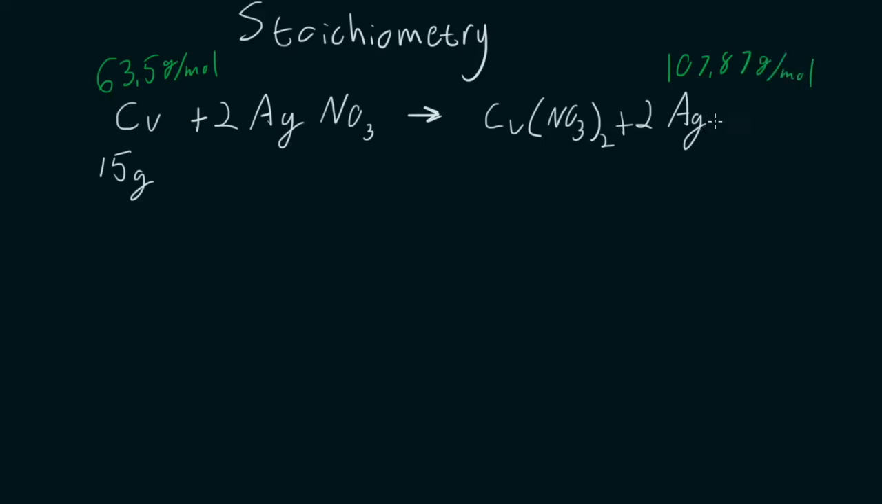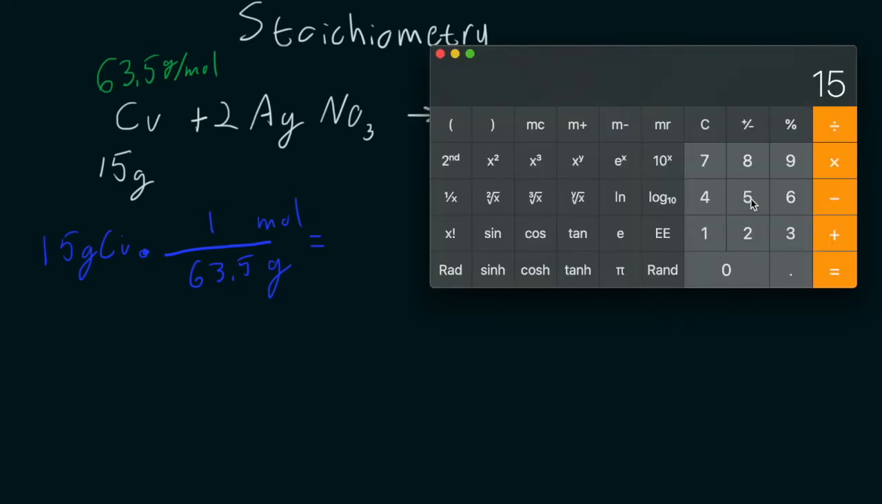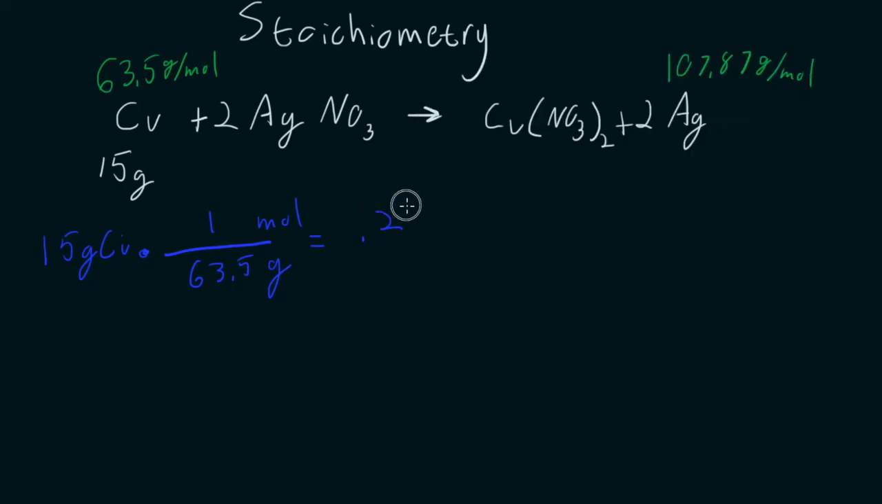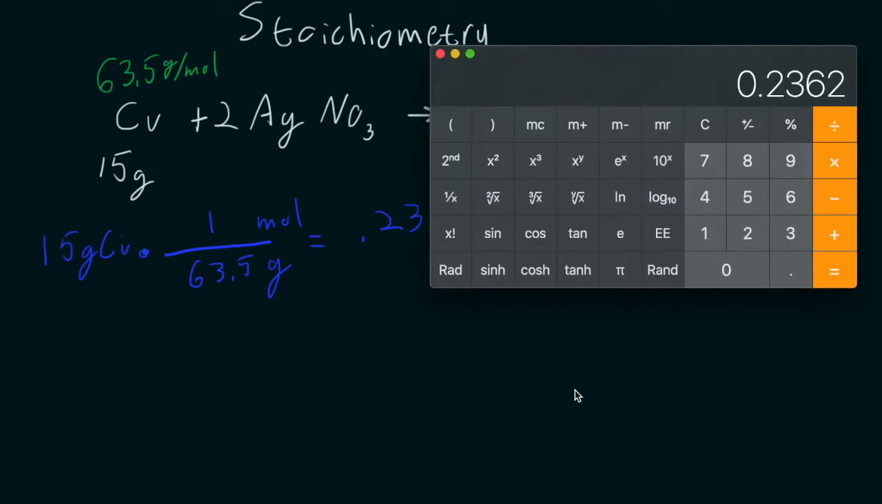I've got copper and I've got silver. So my first step is going to be converting the copper from grams to moles. So I've got 15 grams of copper times my molar mass, grams to moles. It's going to be 63.5 over 1. That's going to give me 0.236 moles of copper.